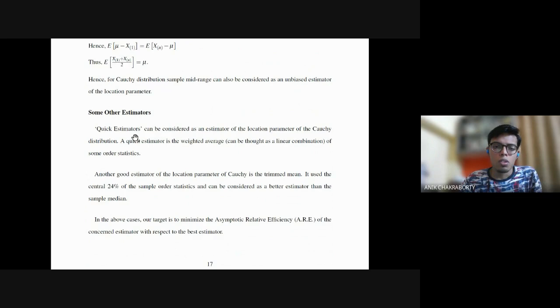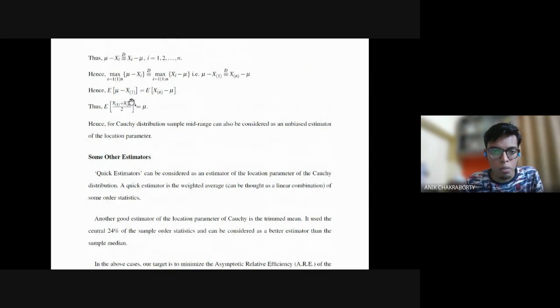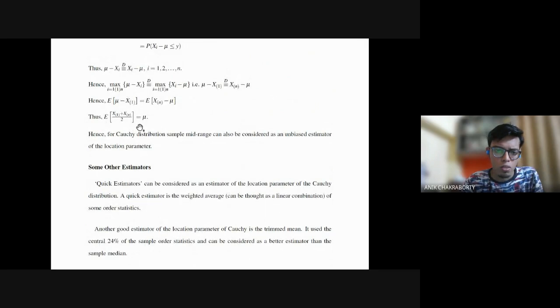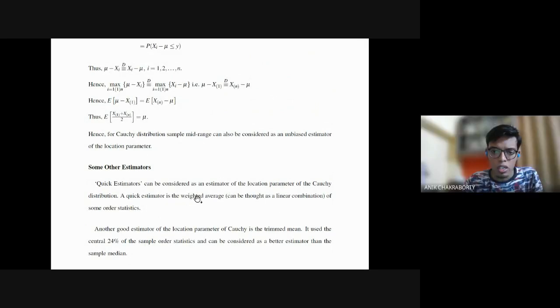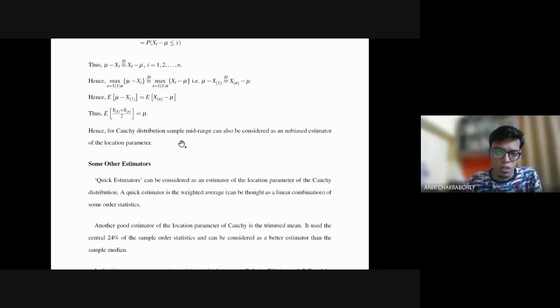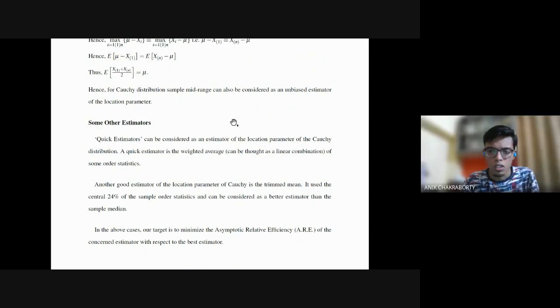There are quick estimators. The sample midrange is actually a quick estimator. What do you mean by quick estimator? It is a weighted average of the order statistics. Yeah, because it's easy to find: find the maximum, find the minimum, and just add them and divide by 2. It's the summation of wi xi maybe, or maybe it's xi.